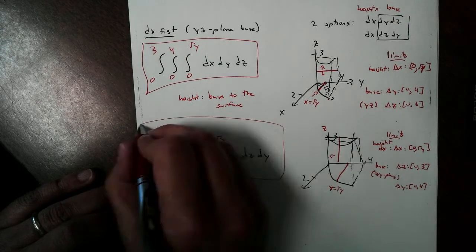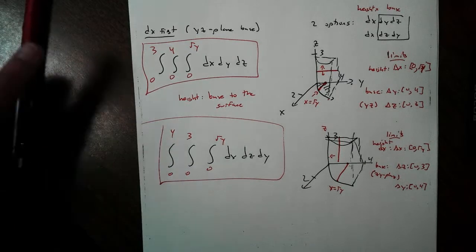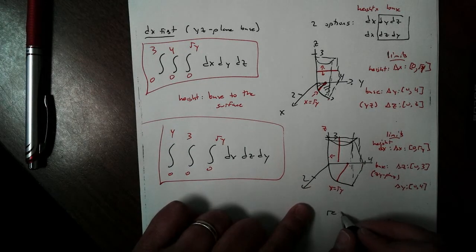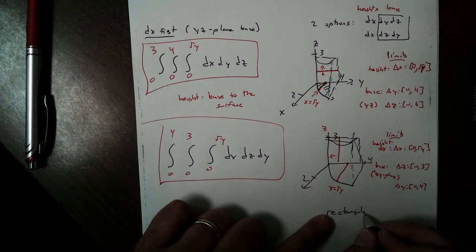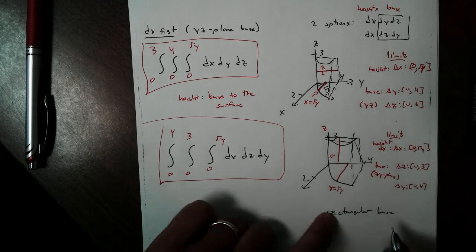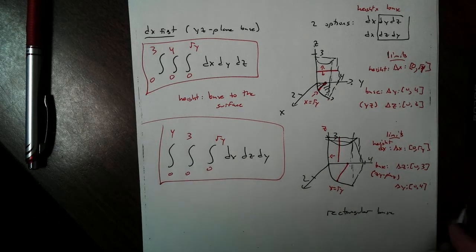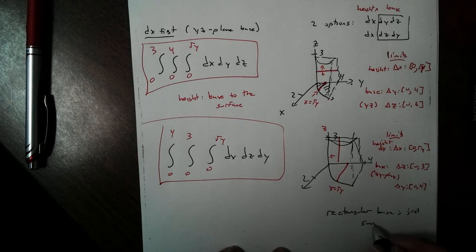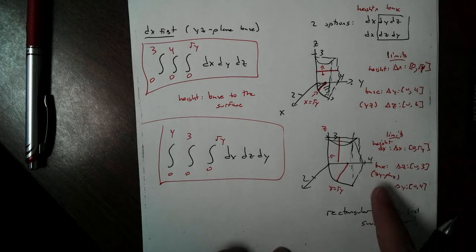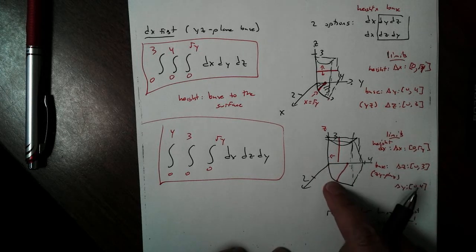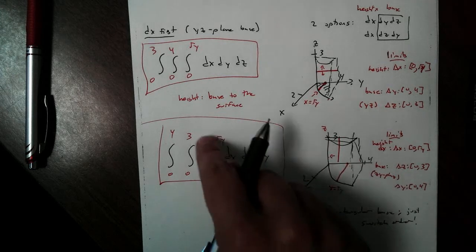Now, some of you might recognize something here. If we have a rectangular base, it's really not that hard to do. You can just switch your variables around. So if you have a rectangular base, you can just switch the order easily. But if it's not a rectangular base, like it's a surface like this, you just can't switch them, so you got to be really careful with these.